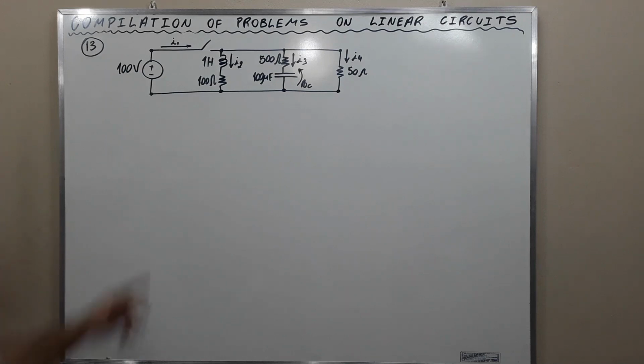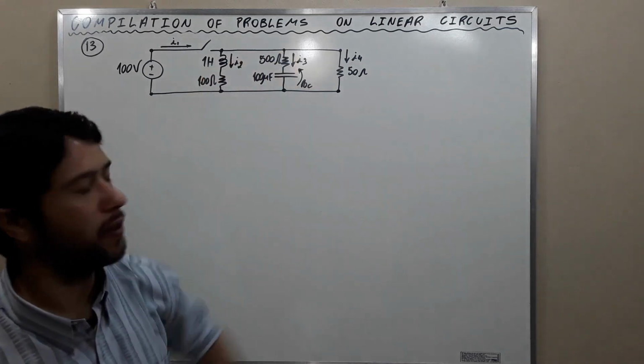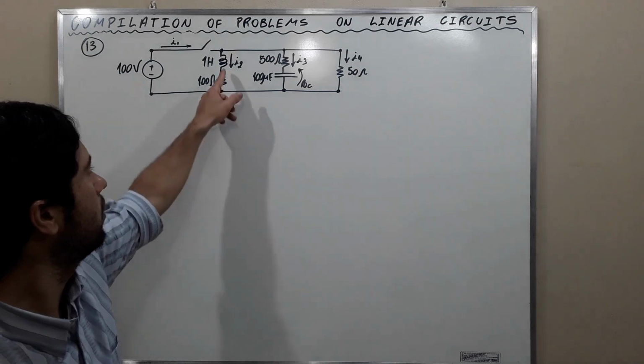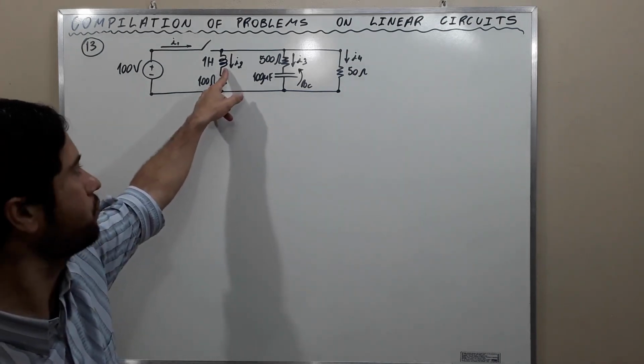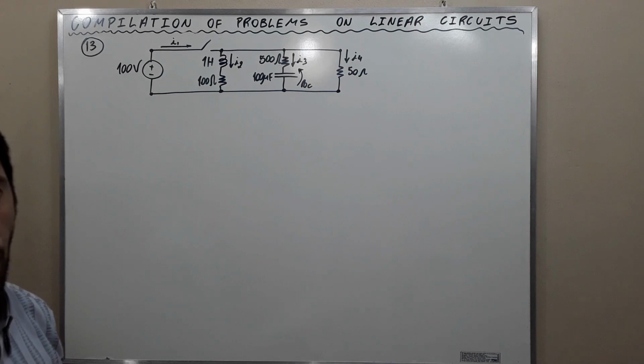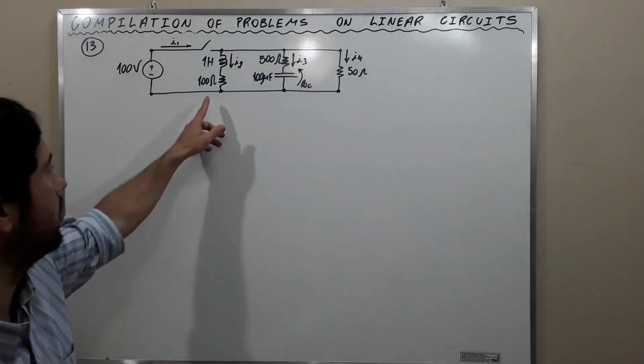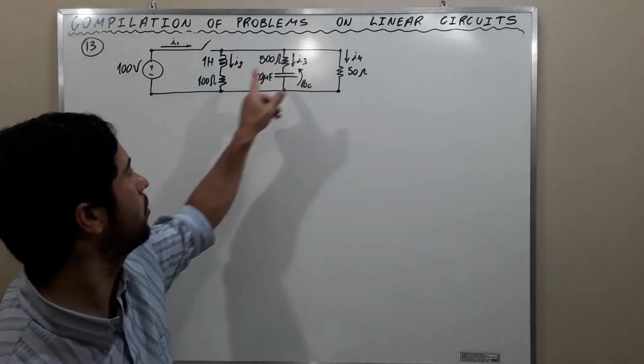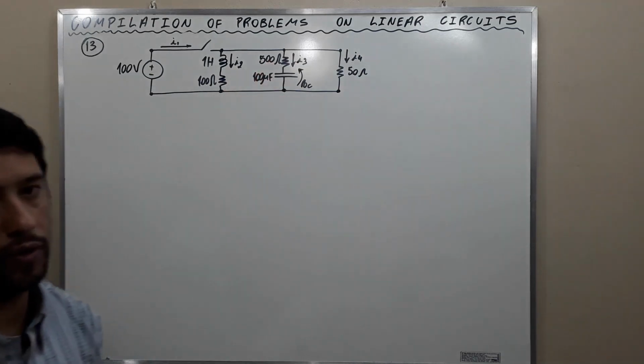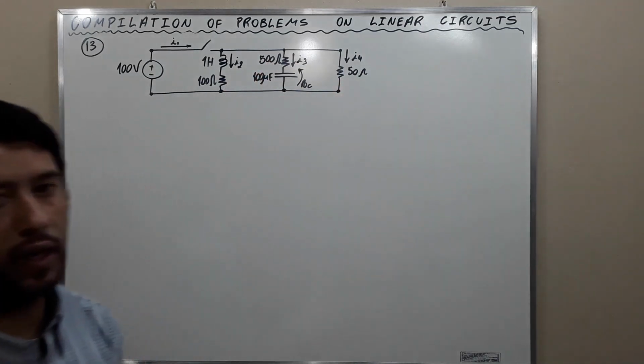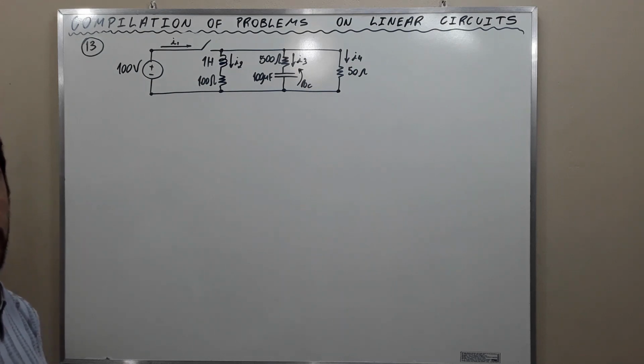Initially, the switch is open. If the switch is open, there is nothing here. Okay? There is an inductor here, but it is not going to hold magnetic field because there are resistors in the circuit. And resistors have this capability of consuming energy. They convert electrical energy into heat.